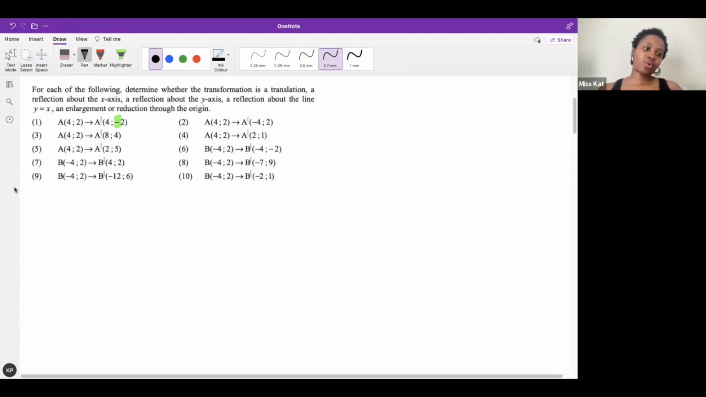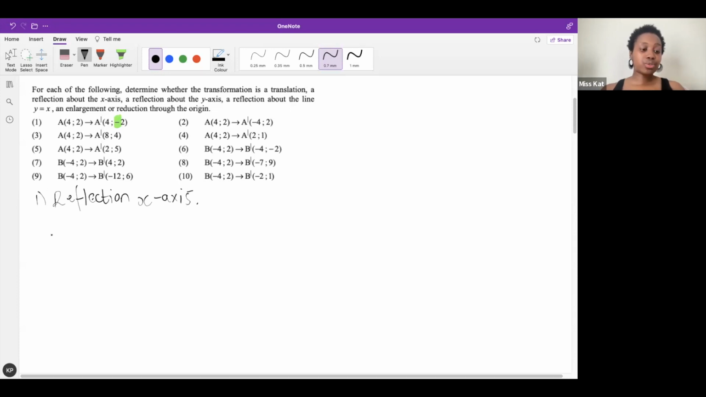Nice, Omolemo. Off to a strong start. It's a reflection about the x-axis. And we know that because our y coordinates changed signs. So number 1 is a reflection. Nice, Tando. About the x-axis.